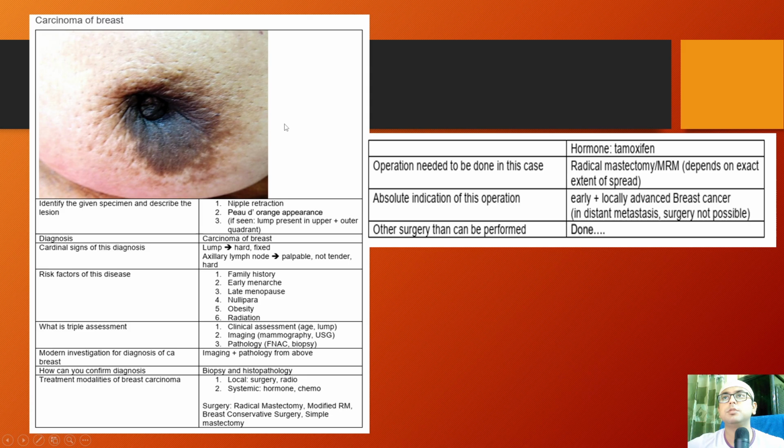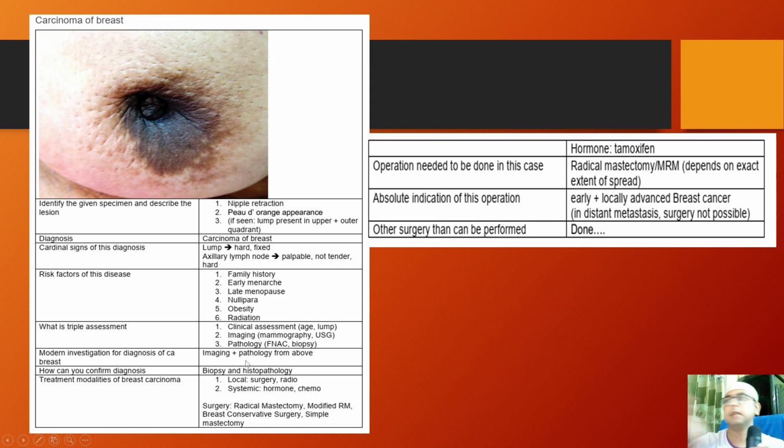For the risk factors, you must find: family history, early menarche, late menopause, nullipara, obesity, or any evidence of radiation exposure. And sometimes it is spontaneous. What is a triple assessment? Triple assessment: clinical assessment, like age, lump, and risk factors; imaging, mammography and ultrasonography; and pathology, the FNAC, fine needle aspiration cytology, and a biopsy. In modern investigation of carcinoma diagnosis, you must perform imaging first, then pathology.